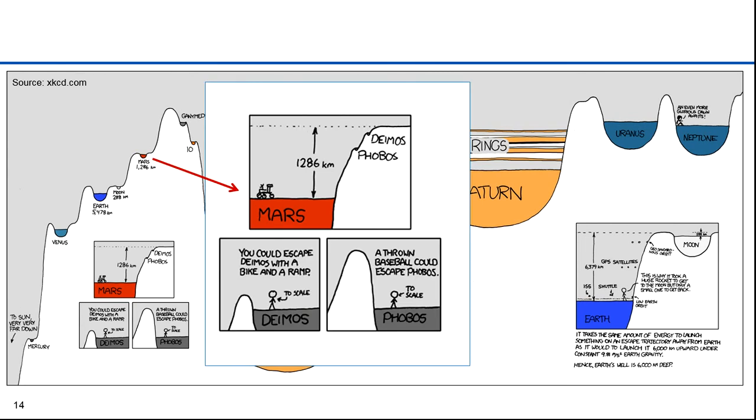Let's zoom in on Mars. Here you can see the two small moons of Mars, Deimos and Phobos. Munroe says that you can climb out of the Deimos gravity well with a bicycle and a ramp. On Phobos, you could literally throw a baseball into orbit. You could play catch with yourself.